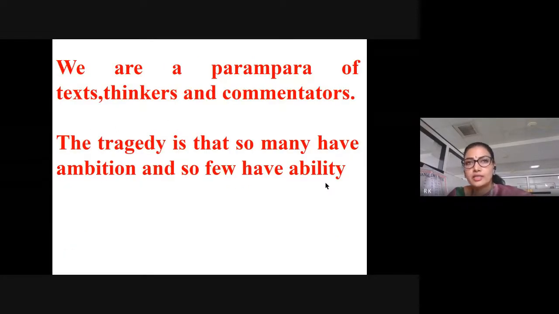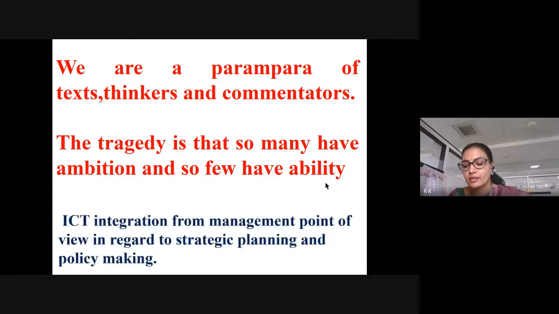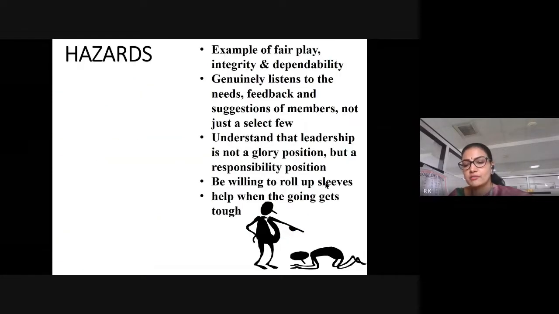So as Indian teachers, Indian individuals, we are a parampara of text thinkers and commentators. But the great tragedy is that so many of us have an ambition and so few have the ability. ICT, I know you all must be aware, is an integration from the management point of view in regard to strategic planning and policy making.